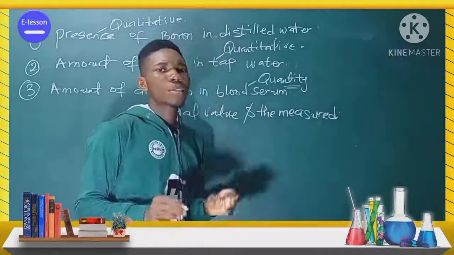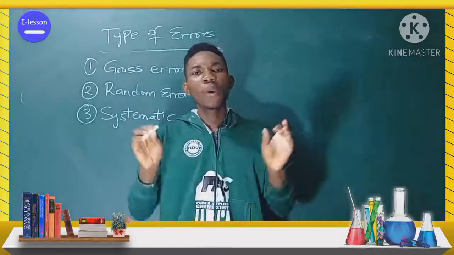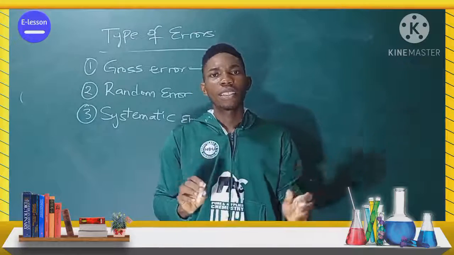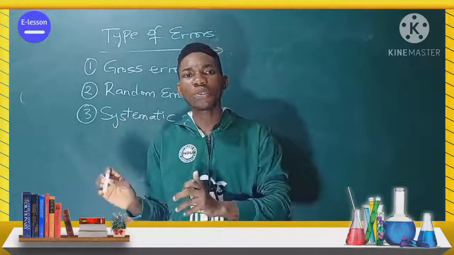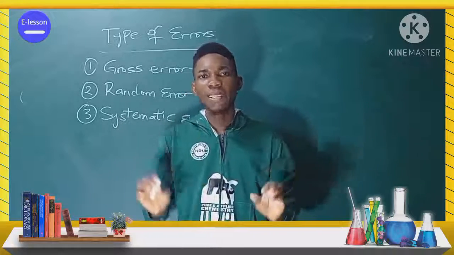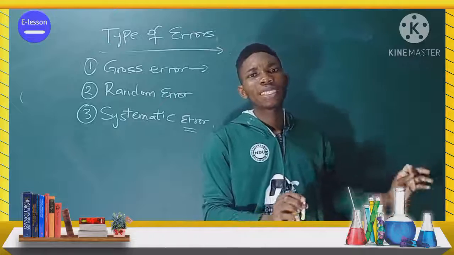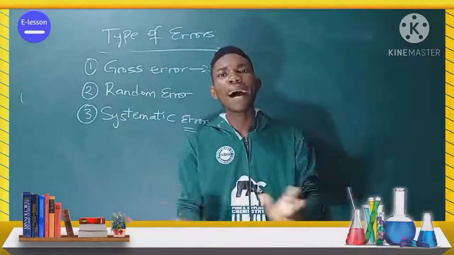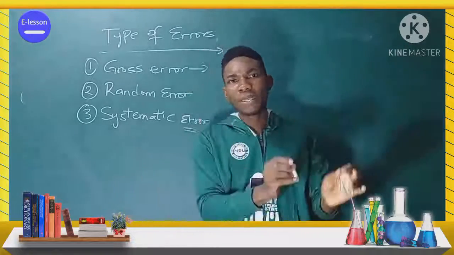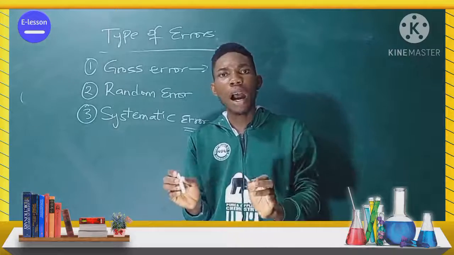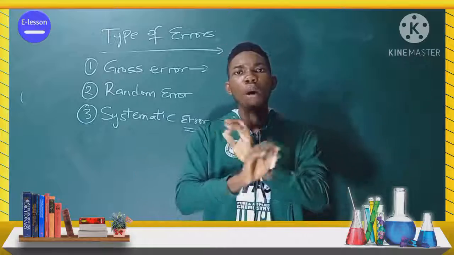Measured value uncertainty is what is called errors. Now let's discuss the types of errors. We have three basic types of errors: the gross error, the random errors, and the systematic errors. As the name implies, gross errors are those errors that are so big that you have no option than to start the experiment all over again. That is, they are not repairable. You cannot adjust them to actually just manipulate your way through the experiment. You have no option than to start the work again.